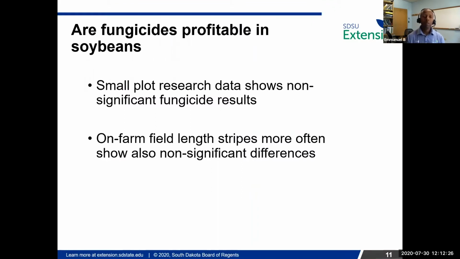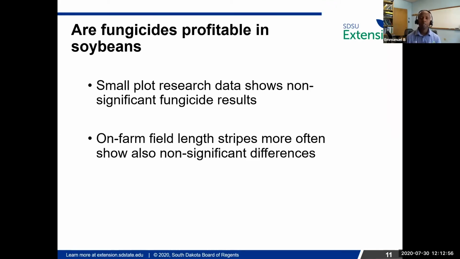So those are some of the diseases that could develop in season that can be managed using a fungicide. And so the question is always, is a fungicide profitable in soybeans? If I apply a fungicide in soybeans, do I get resultant yield that can pay for the cost, but also have a balance as a profit? So we have here a few data to share with you.